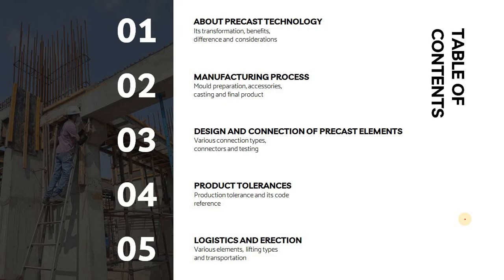And next we will go through the product tolerances which the IS code suggests. There are various tolerances that are accepted by the codes, as well as we will go through the logistics and erection, in which we'll see how the elements are lifted and erected in position.